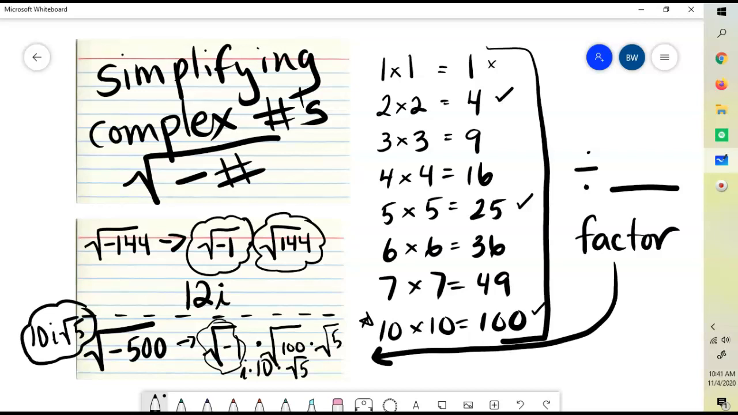In this case, I'm going to make another one about using prime factorization if you'd like to use that tool, but hopefully this gets you unstuck and helps you in simplifying complex numbers, especially negative numbers under a radical.